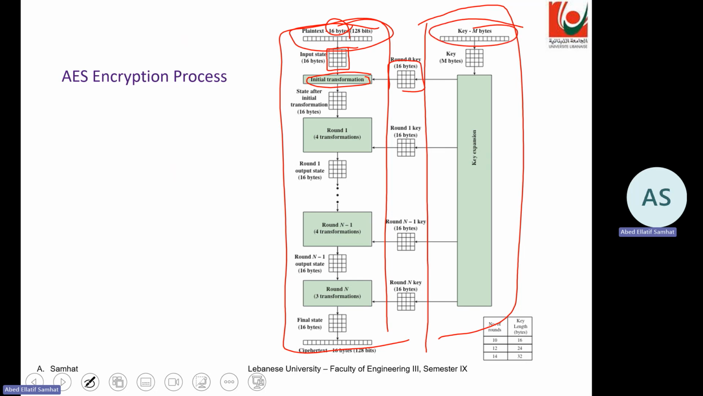We will see the different possibilities, and you will represent them also as a matrix. And after that you have key expansion. This means that you will expand or generate different keys or subkeys for the different rounds that you want to apply. So at each round, you have different transformations. You have 4 transformations. We will see them together.